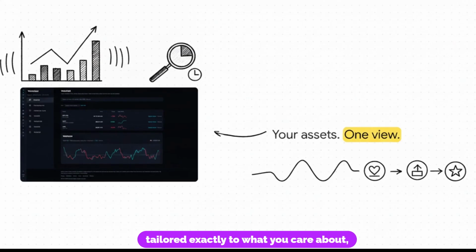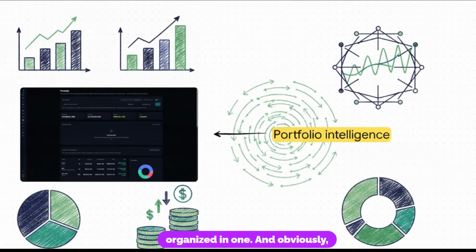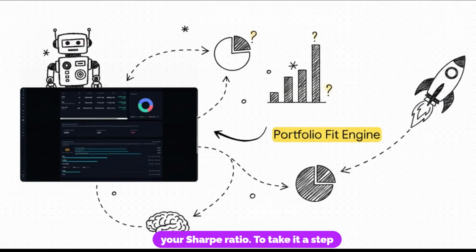Okay, let's talk about cutting through the noise. You can build highly personalized watch lists tailored exactly to what you care about. Featuring live snapshots and compact trend charts, it just keeps your primary interests and top targets perfectly organized in one spot. And obviously, your personal holdings are just as critical. Our portfolio workspace goes way beyond basic tracking. You get to monitor your exact positions, sector allocation, profit and loss, right alongside sophisticated risk metrics like your Sharpe ratio. To take it a step further, think of the Portfolio Fit Engine as your analytical co-pilot. It dynamically evaluates your portfolio's diversification and actively uncovers allocation gaps that, let's be real, you might have otherwise missed.